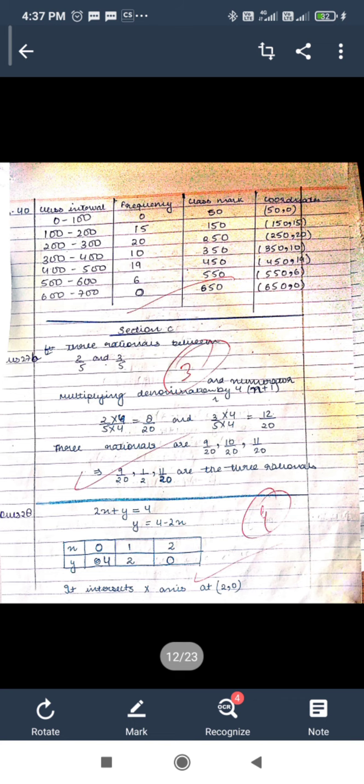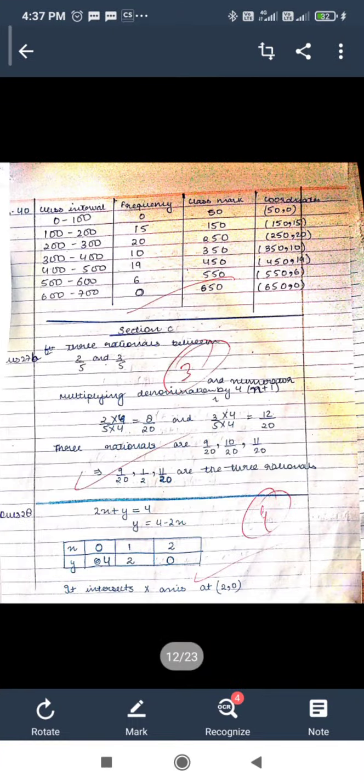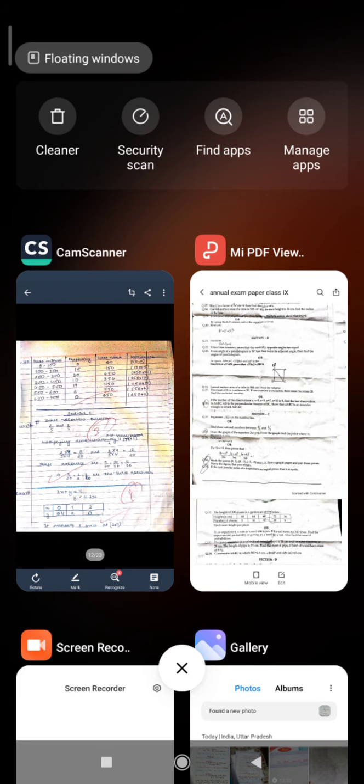Question 3: rational numbers between 2 by 3 and 3 by 5. So for that, first we will convert them into like fractions, that is 8 by 20 and 12 by 20, and then we will rationalize the denominator. We will apply n plus 1. Since we have to take out 3 factors, so n plus 1, that is 4, we will multiply the denominator. 9 by 20, 10 by 20 and 11 by 20 are the 3 rational numbers.